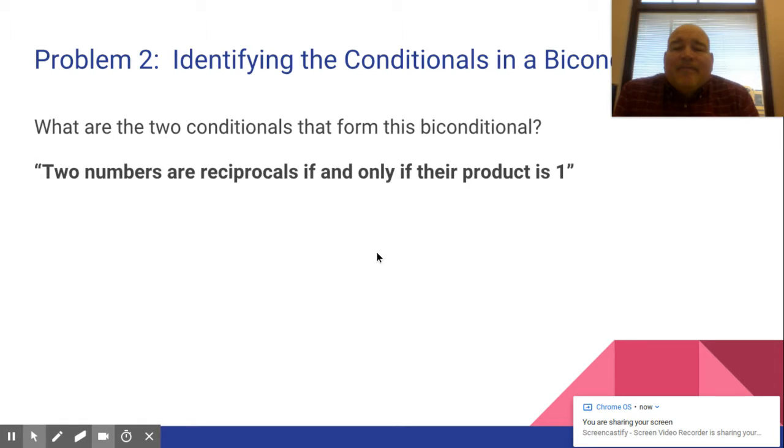The second part. I want you to be able to take a biconditional and identify the two conditional statements, such as this. What are the two conditionals that form this biconditional? Two numbers are reciprocals if and only if their product is 1.